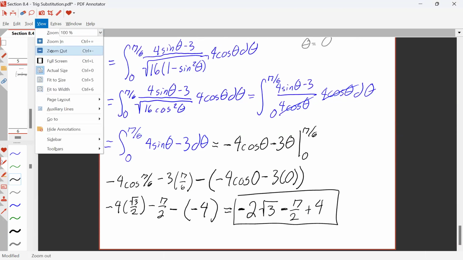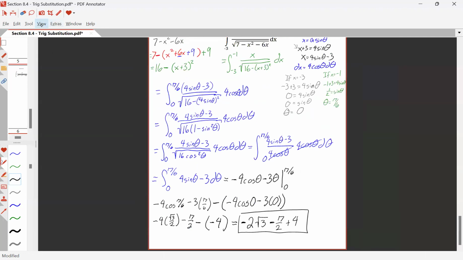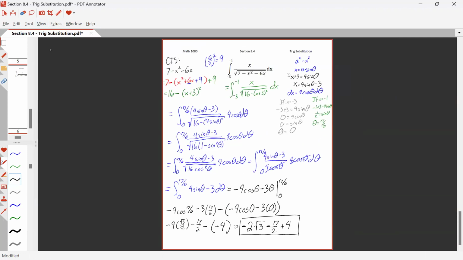And with that being the whole page, zooming out, we can see we have found the integral from -3 to -1 of x over the square root of 7 minus x squared minus 6x.